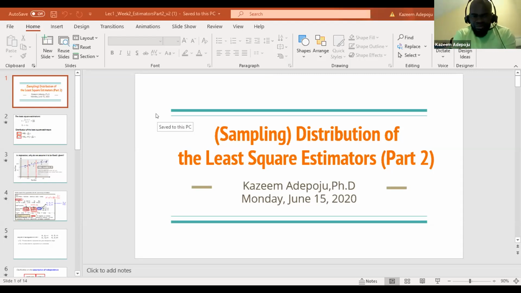And that will help us to do statistical inference. That is the reason why today we are going to be talking about the sampling distribution of the least square estimators. When I take a sample of size 10, and you take a sample of size 10, of course we're going to have different results in terms of the values of the regression parameters. That is why we want to look at the distribution of that.